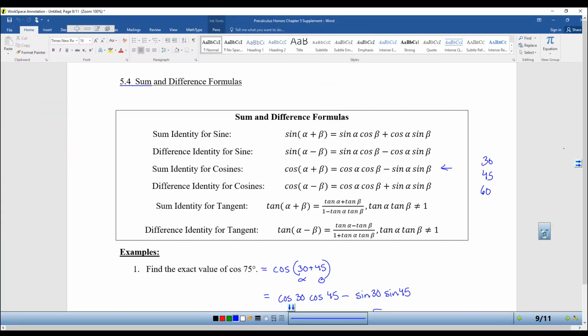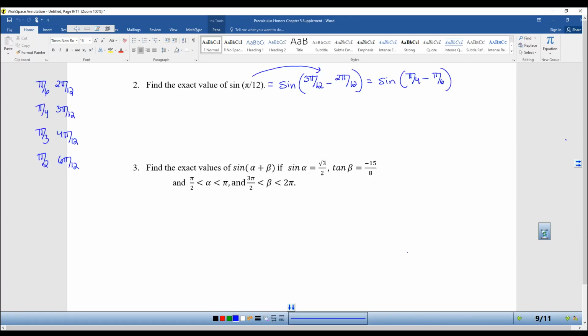Now I'm going to go back and look at my formula. Now I'm going to choose this one, which is going to go sine, cosine, cosine, sine. So sine of pi 4ths, cosine of pi 6, minus cosine of pi 4ths, sine of pi 6. Sine of pi 4ths is the square root of 2 over 2. Cosine of pi 6 is the square root of 3 over 2. Cosine of pi 4ths is the square root of 2 over 2. And sine of pi 6 is 1/2.